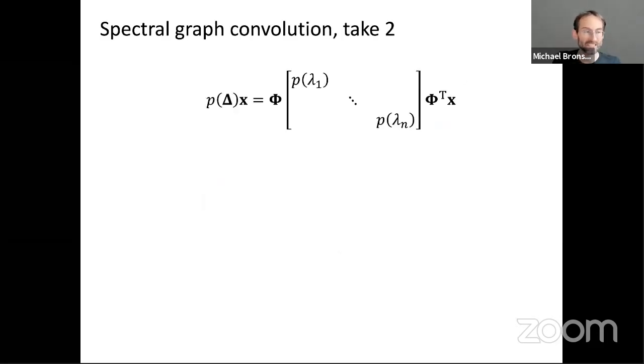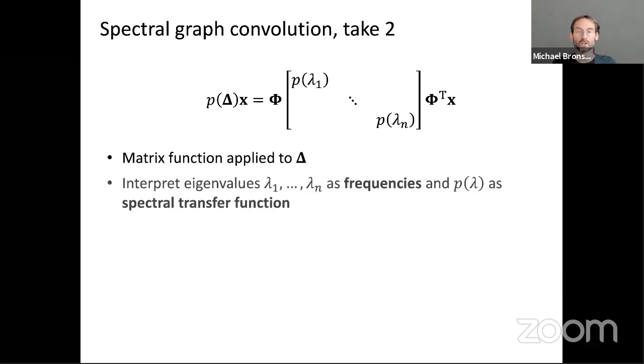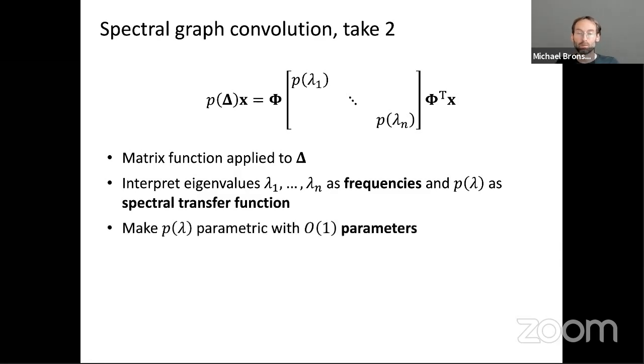So to address the problems that I highlighted before, the lack of generalization and the number of parameters, let's think of convolution somewhat differently. We can think of it as a matrix function that is applied to the Laplacian operator, and we interpret it as a spectral transfer function. It's applied to the operator in the operator sense. Basically, it's a function that is applied to the eigenvalues of the operator, which we interpret as frequencies. And if we make this function parametric with a fixed number of parameters, then we got rid of the necessity to have the number of parameters dependent on the input size.